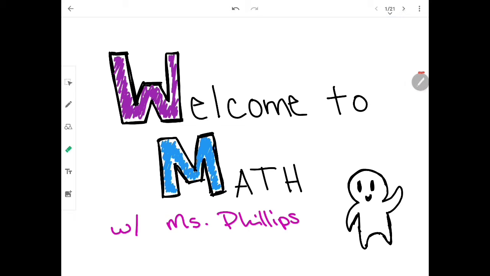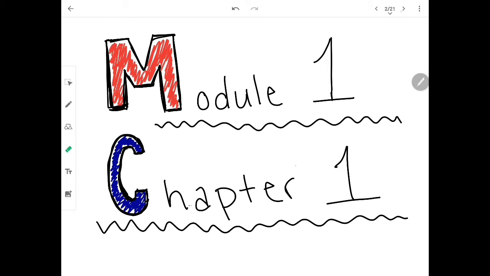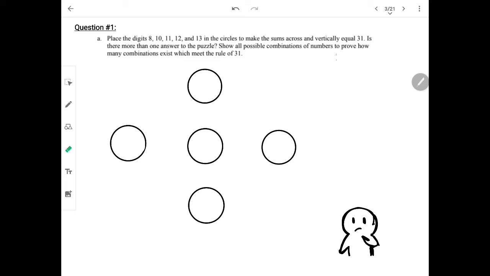Let's go ahead and dive into Module 1, Chapter 1. So our first question is going to be: place the digits 8, 10, 11, 12, and 13 in the circles to make the sums across and vertically equal to 31. Is there more than one answer to the puzzle? Show all possible combinations of numbers to prove how many combinations exist which meet the rule of 31.